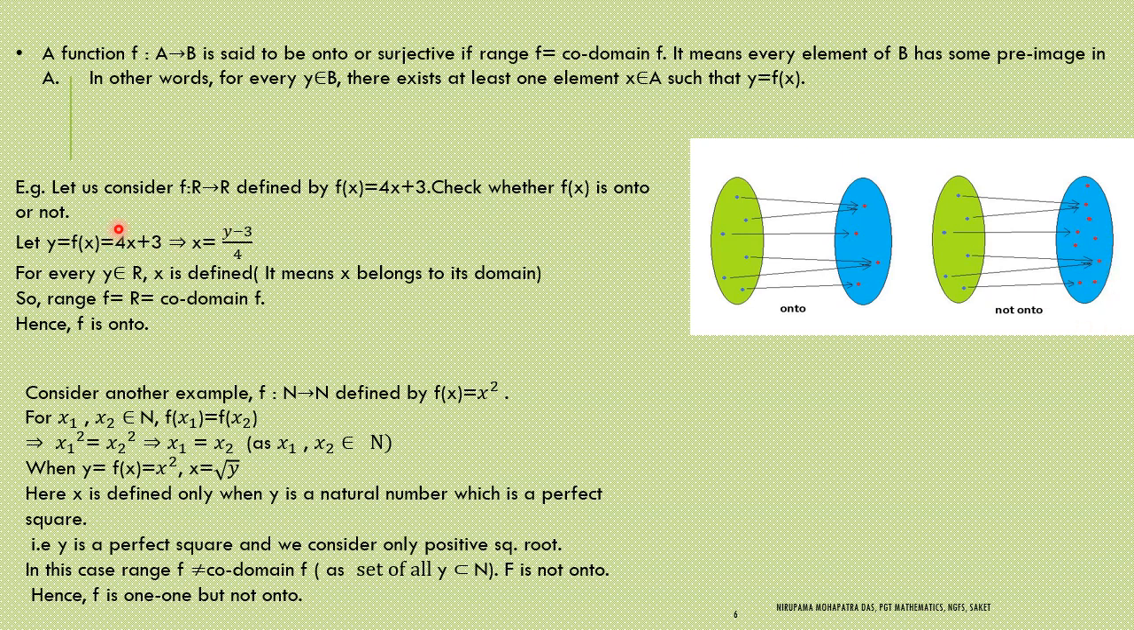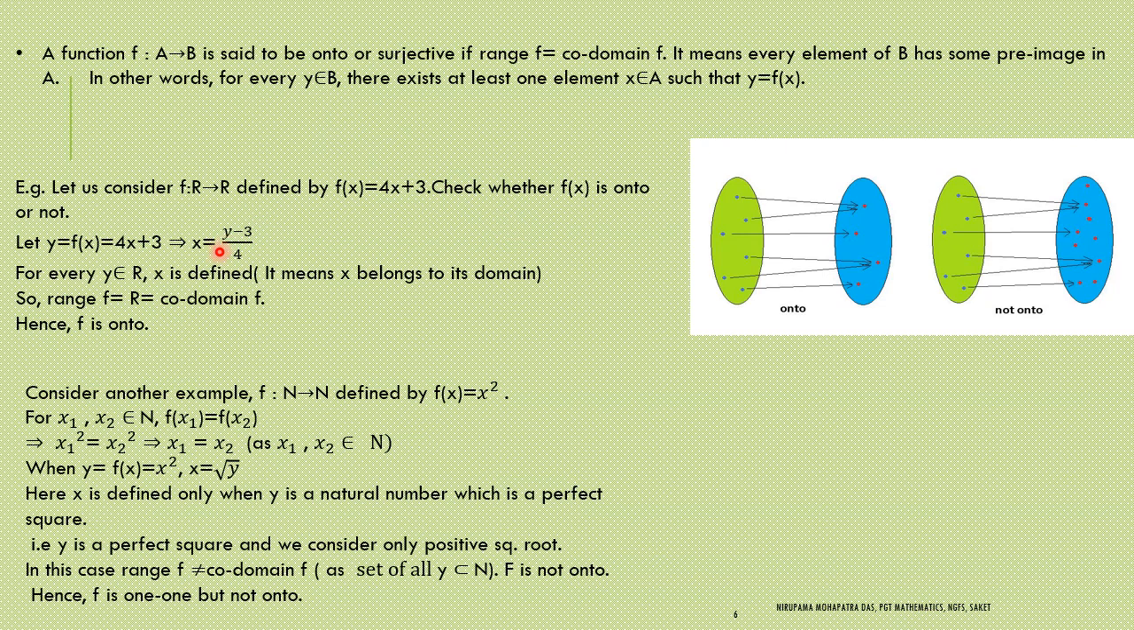So let's consider the function R to R defined by f(x) equal to 4x plus 3, the same example as before that I am taking here. Earlier we have proved this function is one-one. So now let's check whether f(x) is onto or not. Let y equal to f(x) equal to 4x plus 3. So here, as you know, to prove a function is onto, we have to show the range of the function equal to the codomain of the function.